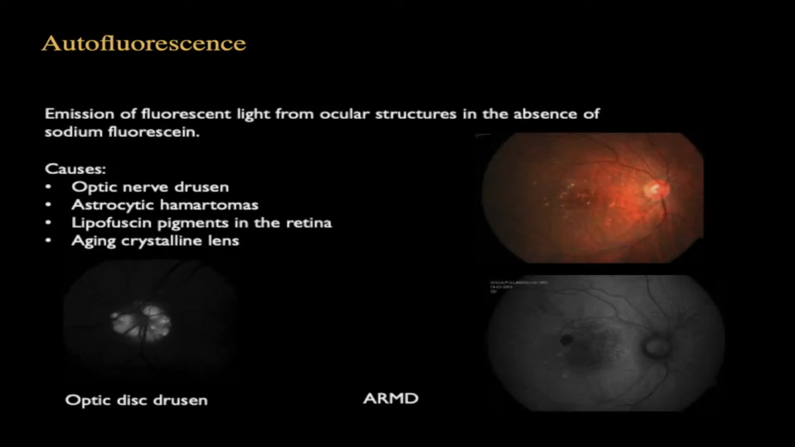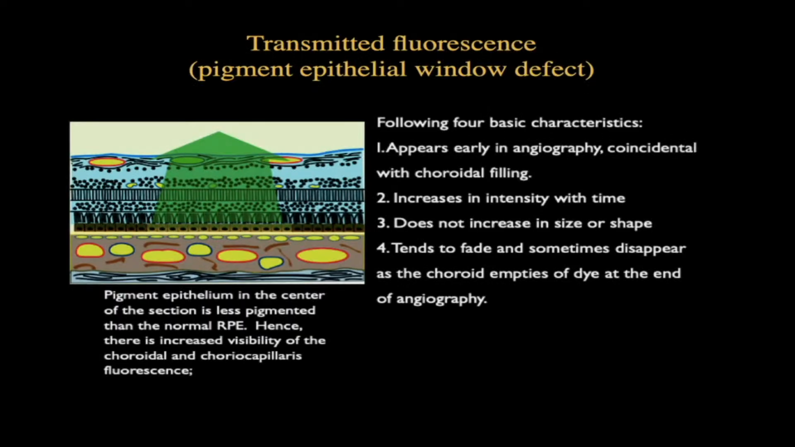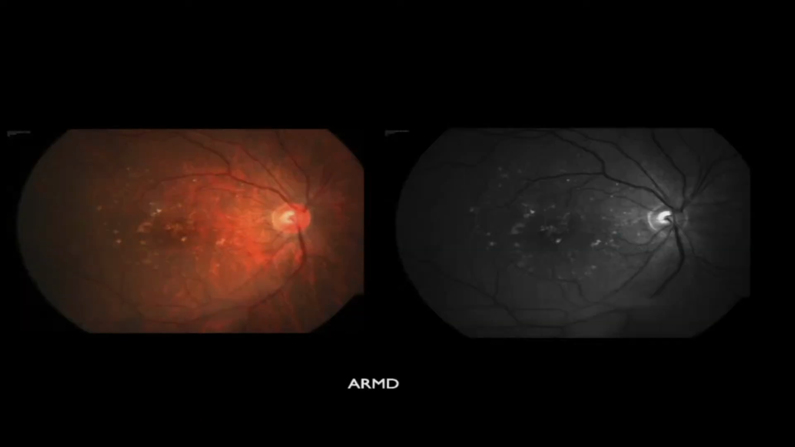Autofluorescence being because of conditions like optic nerve drusen, astrocytic hamartomas, lipofuscin. Whereas transmitted fluorescence would be essentially because of a window defect, because of a defect in the pigment epithelium. There are many conditions that show up with a hyperfluorescence window defect. You can go through them in your text.